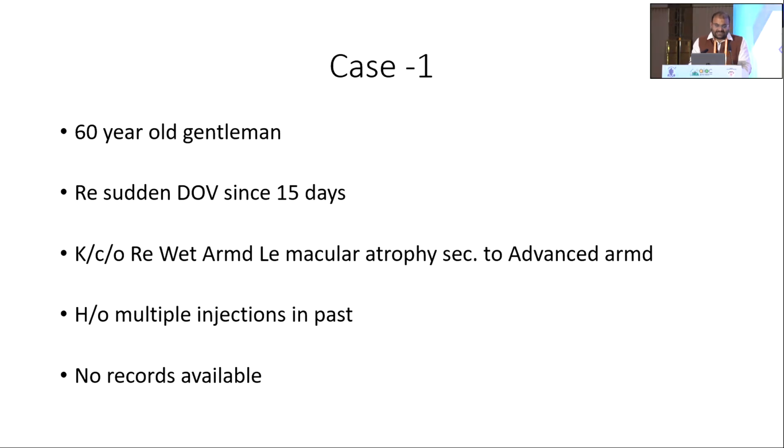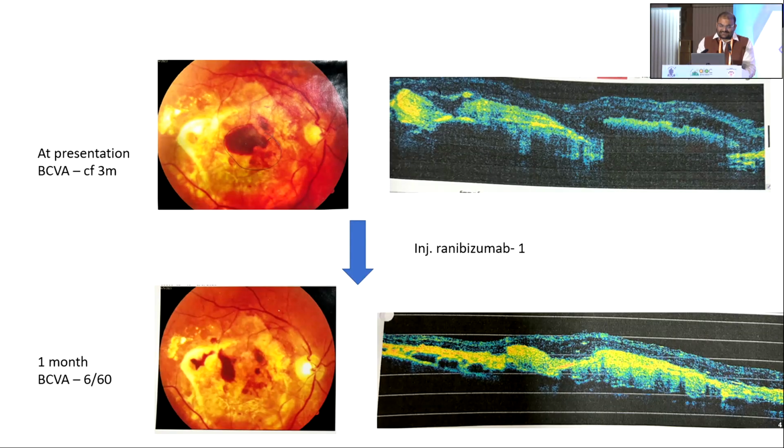This is the first case, a 60-year-old gentleman who presented to the OPD with diminution of vision since 15 days. We can see that the right eye macula is scarred, predominantly scarred CNV with subretinal hemorrhage, and the OCT is disorganized. The patient was given injection Razumab, and after the first dose, some restoration of anatomy is seen with resolution of edema. The hemorrhage is gone. Even the vision improved significantly.